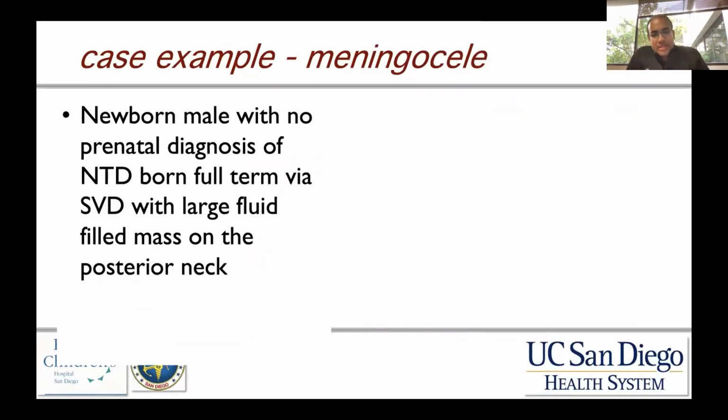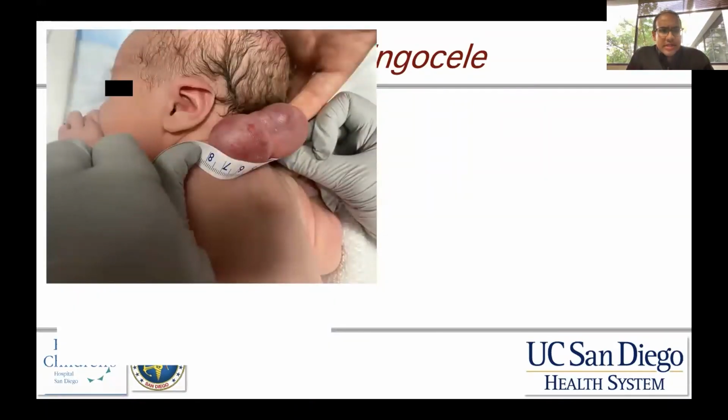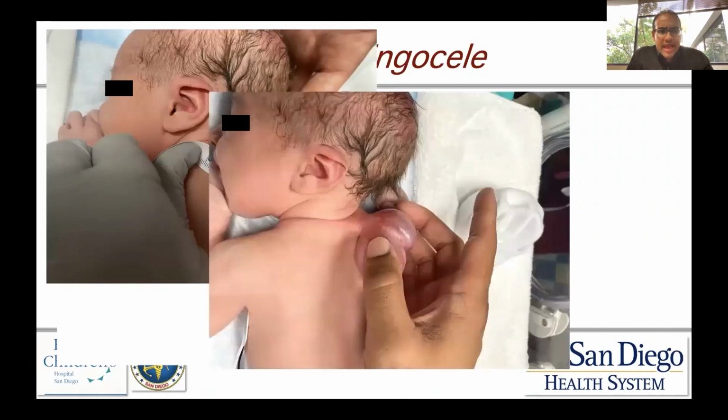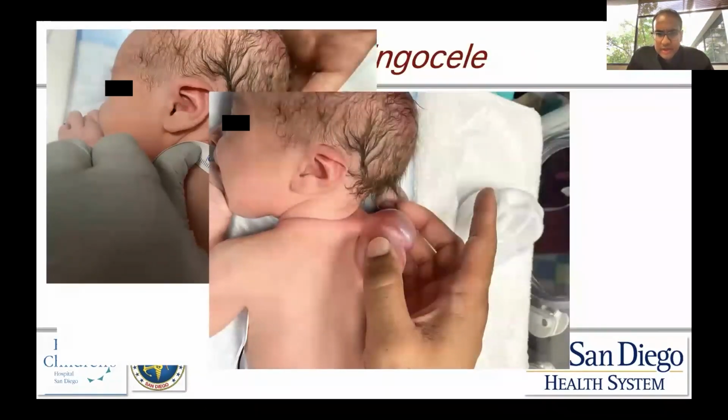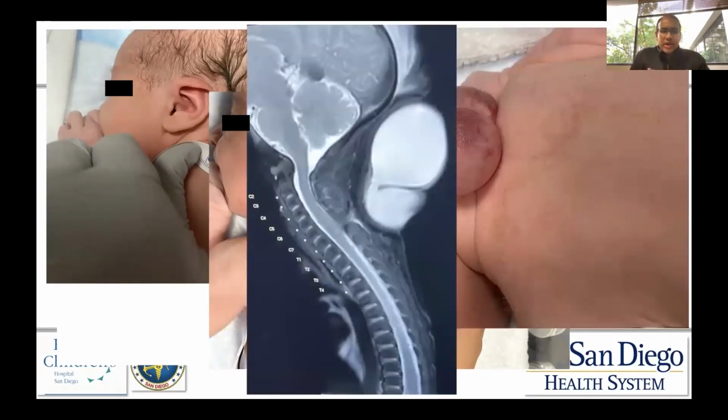So, meningocele. This is an interesting case. This was a newborn male with no prenatal diagnosis of a neural tube defect, born via spontaneous vaginal delivery, and he was found to have a large fluid-filled mass on the posterior neck. This is an image of the mass itself. You can see here, it does appear to be fluid-filled, a pedunculated mass on the dorsal aspect of the midline spinal column there, and subsequent MRI demonstrated this.